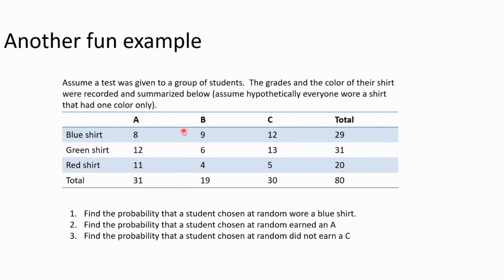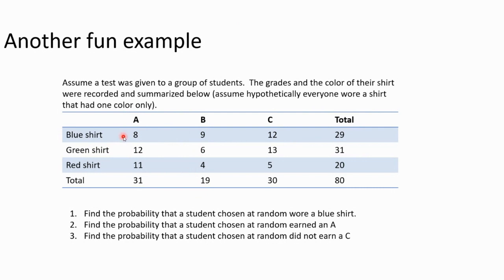So these are the grades, A, B, or C. This is the number of students that wore a blue shirt, a green shirt, and a red shirt. And of course, we're assuming that no one can wear more than one shirt. So each person only has a blue shirt or a green shirt or a red shirt and not more than one. All right. Well, what's the probability that a student chosen at random wore a blue shirt?